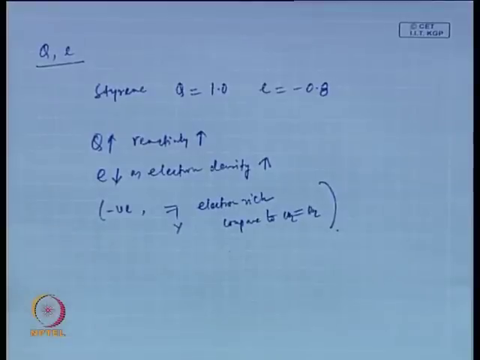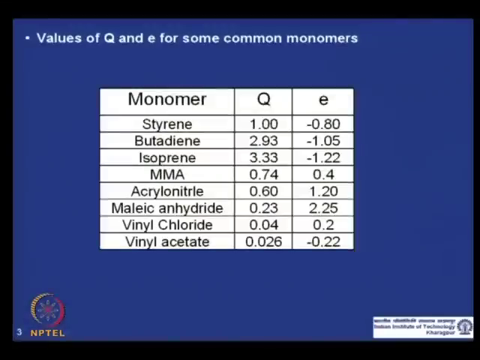So if you look at a few data of the numbers for Q and E, styrene is arbitrarily taken as 1 and minus 0.8. If you compare with other monomers, say other conjugated dienes like isoprene and butadiene, because they can easily stabilize the radical by resonance, their reactivity is high, so Q is high, and they also basically act as electron donating groups, so they increase the electron density in the double bond.